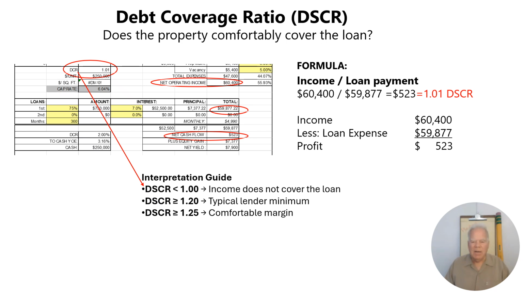When we divide the two, we get a coverage ratio of 1 to 1. The income barely covers the obligation, and most lenders want more, typically a 1.2 or better. So the math isn't wrong, the structure's just too tight. Now let's look at 3 ways we can fix this.